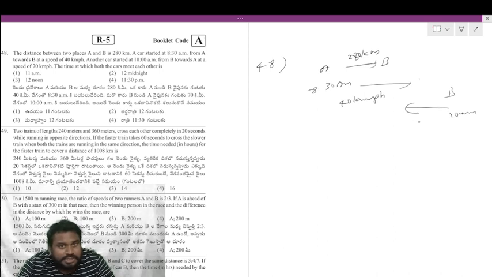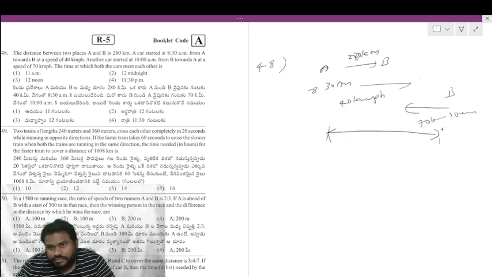What speed? 70 kmph. So the time at which both the cars meet each other, what is the distance? It is 280. There is B here, there is A here. But the first car is starting at what time? 8:30.